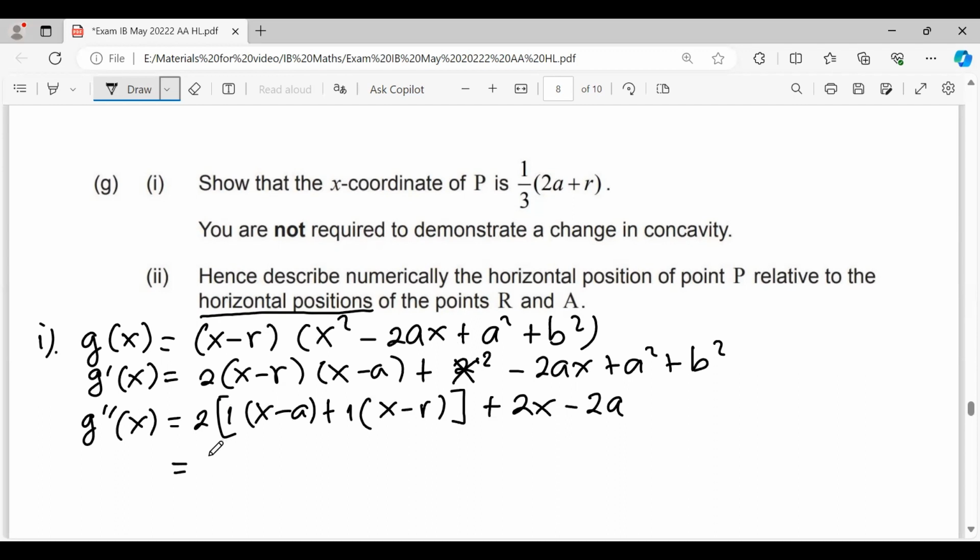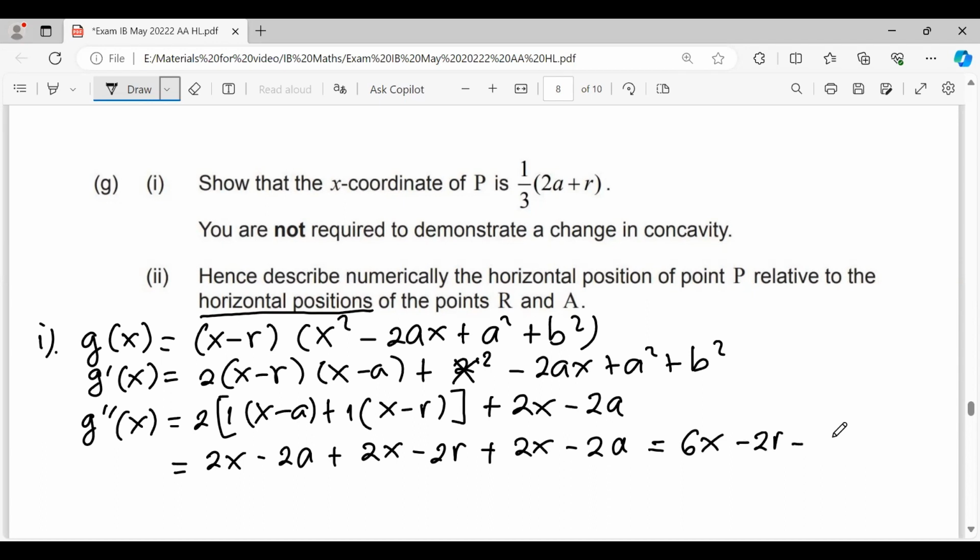So it becomes 2x minus 2a plus 2x minus 2r plus 2x minus 2a, and it becomes 6x, and that's minus 2r, and then minus 4a, okay?